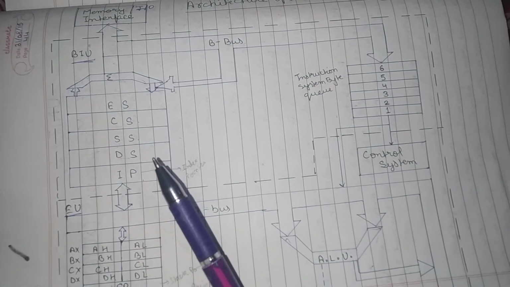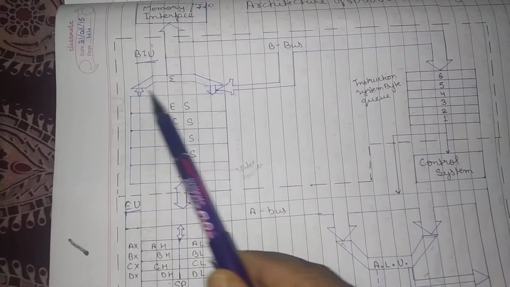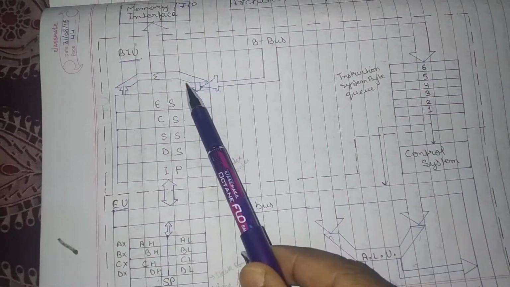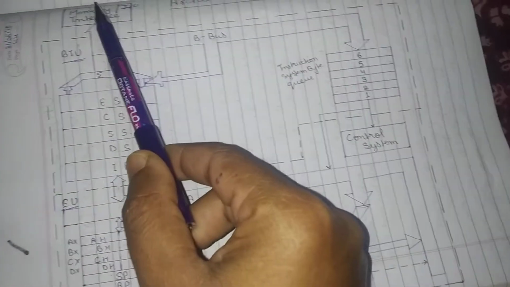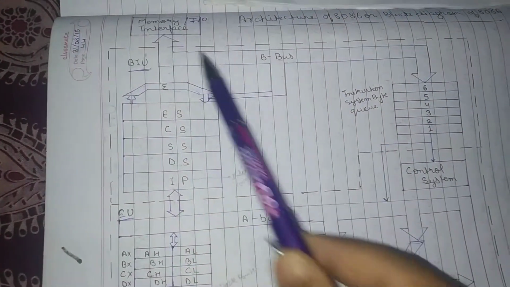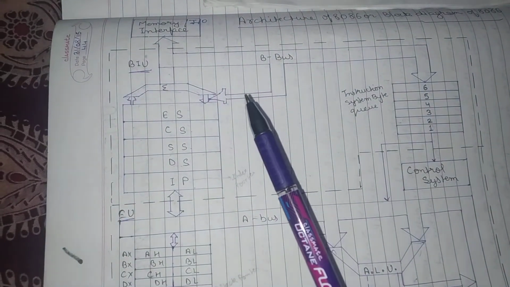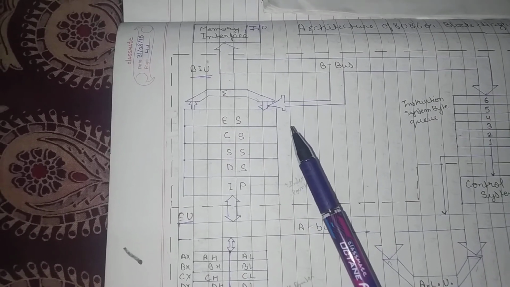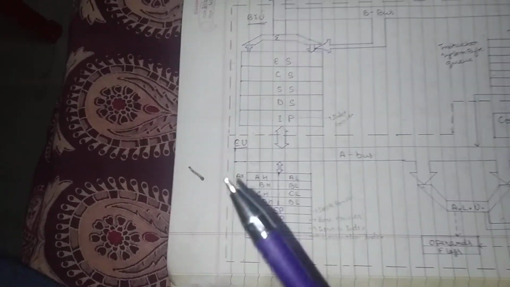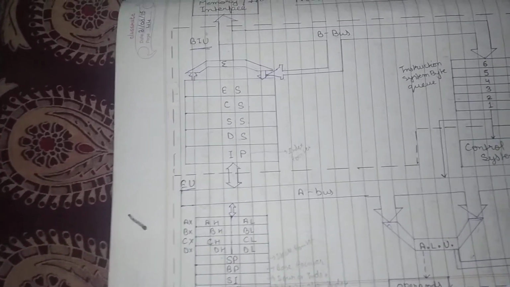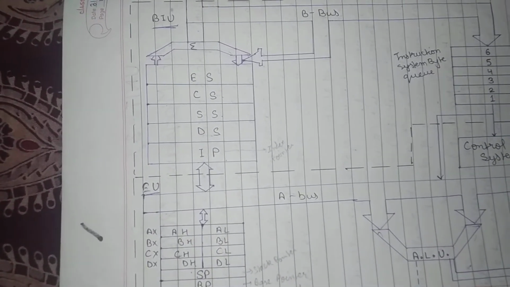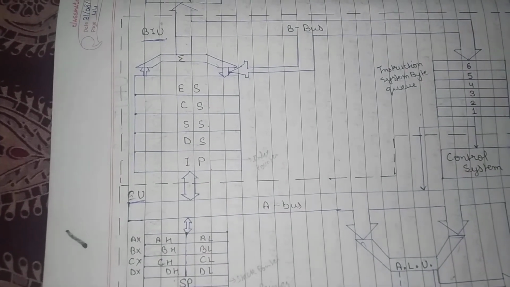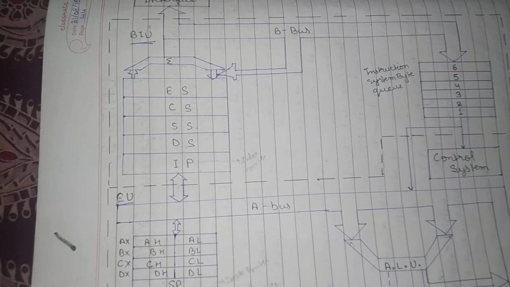The bus interface unit has an arithmetic block which calculates the physical address of the memory or IO device which is connected with the microprocessor. So how will this physical address be calculated? That physical address will be calculated with the help of these registers and some other registers located in the execution unit. How it can be done will be discussed in detail in the segmentation process in 8086.